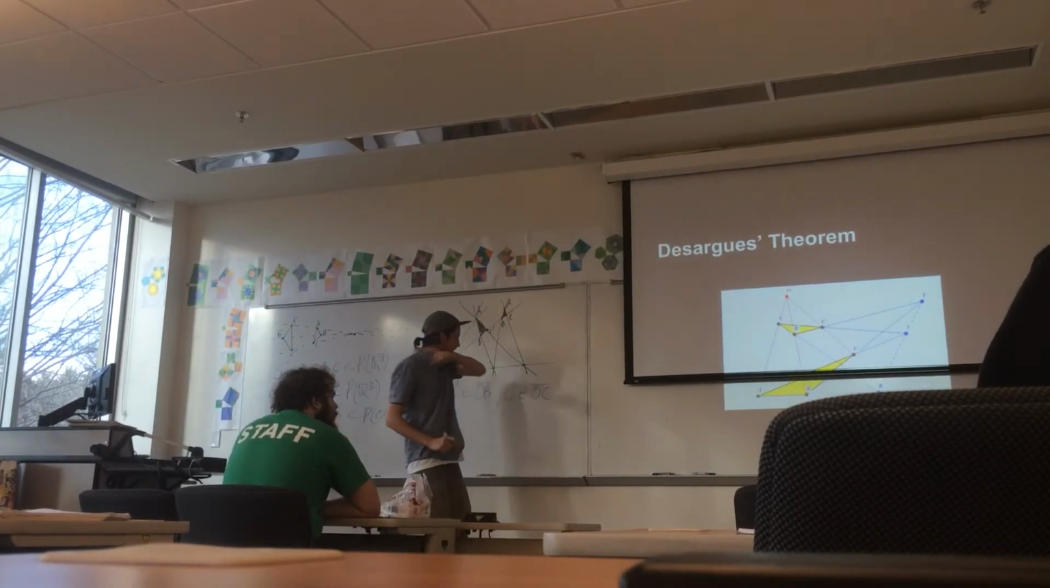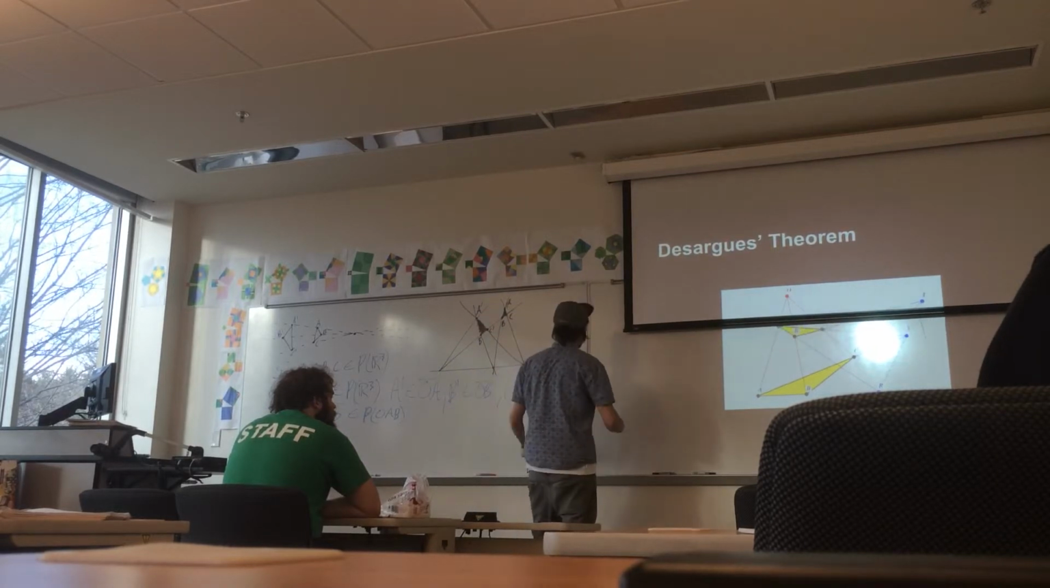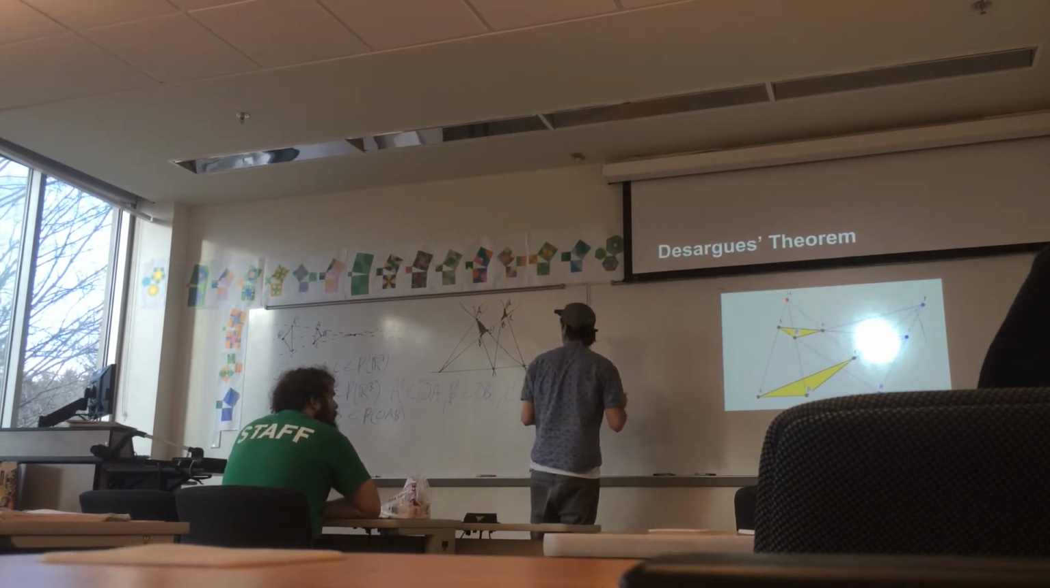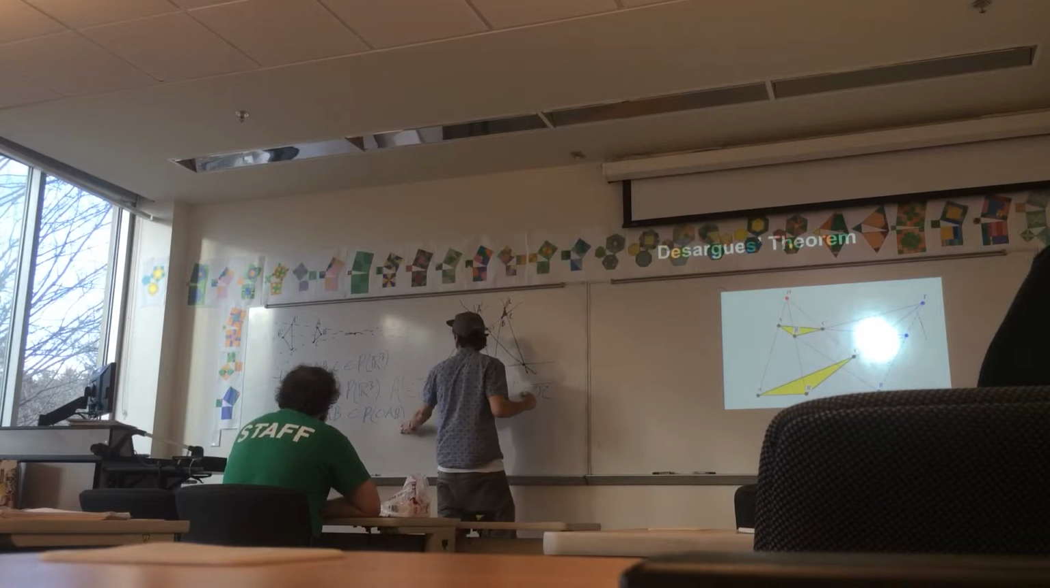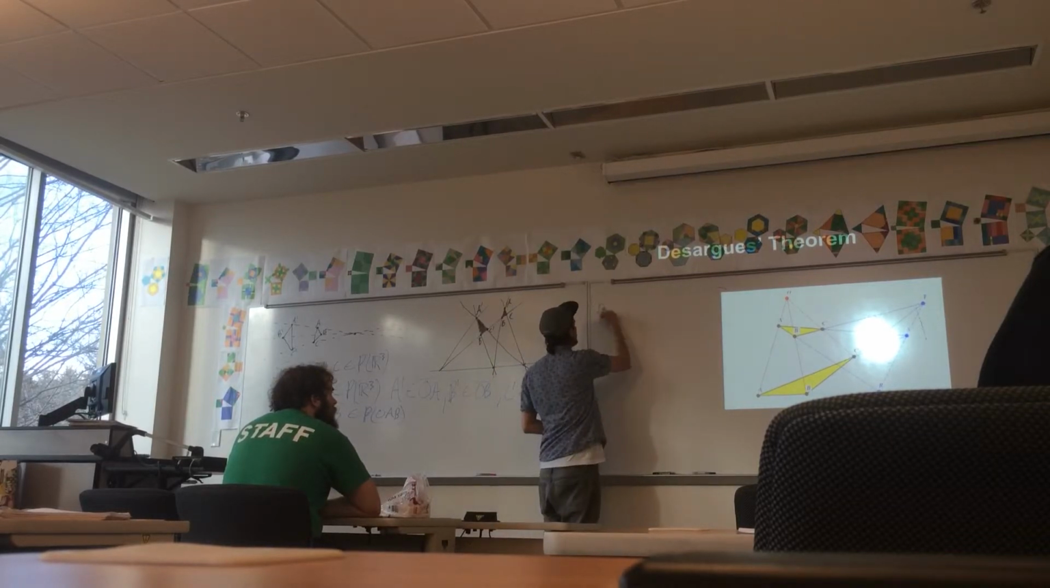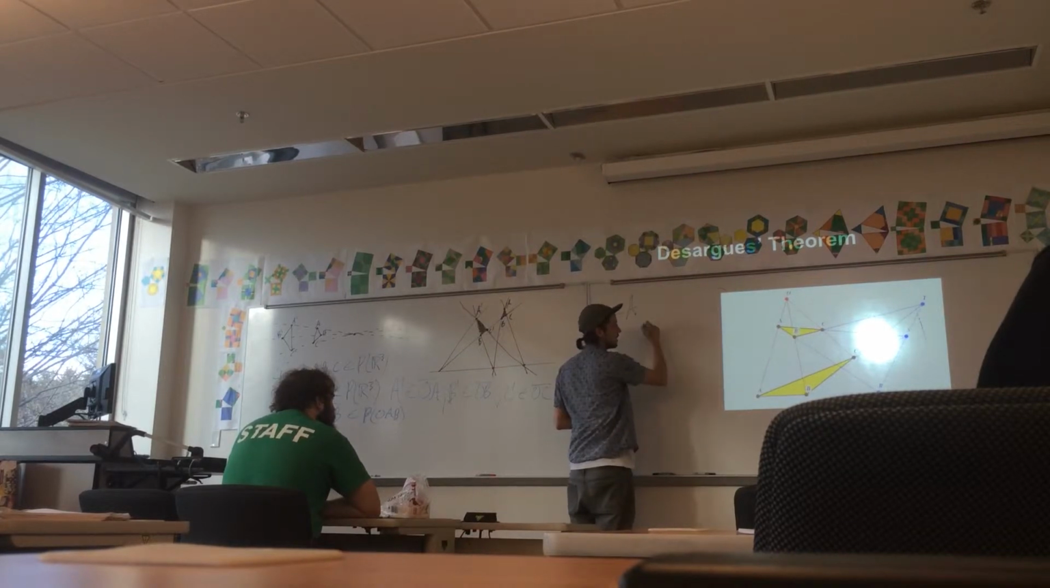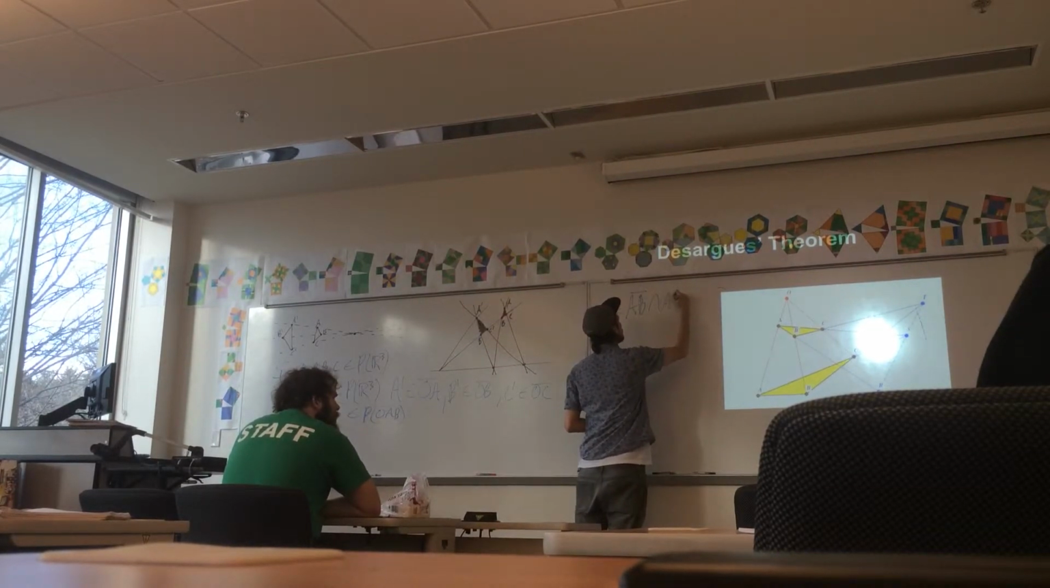All right, so now we're going to have three new points, and they're going to be based on these planes. We're going to say D is a member of the intersection of lines AB and A prime B prime.